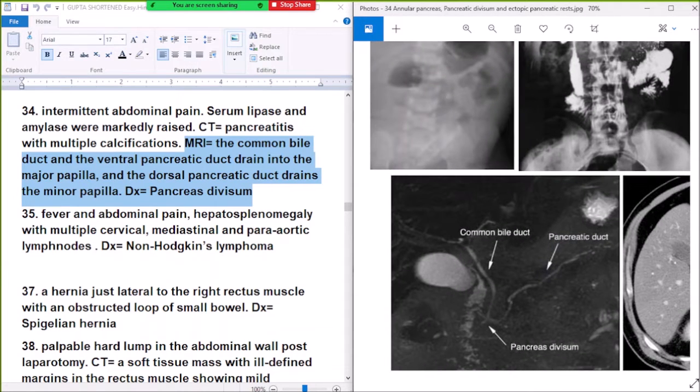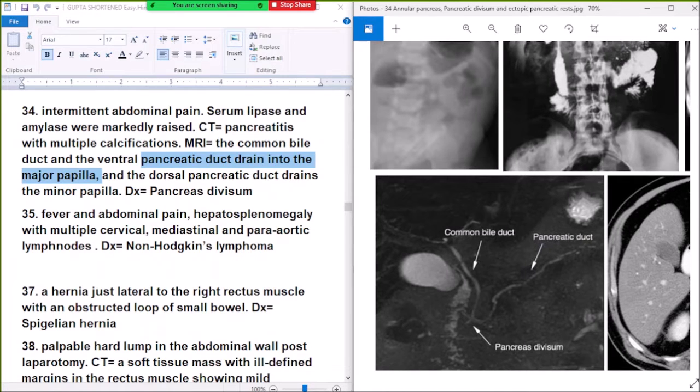Pancreas divisum. Now, MRI shows the common bile duct and the ventral pancreatic duct drain into the major papilla, and the dorsal pancreatic duct drains into the minor papilla. Diagnosis: pancreas divisum.